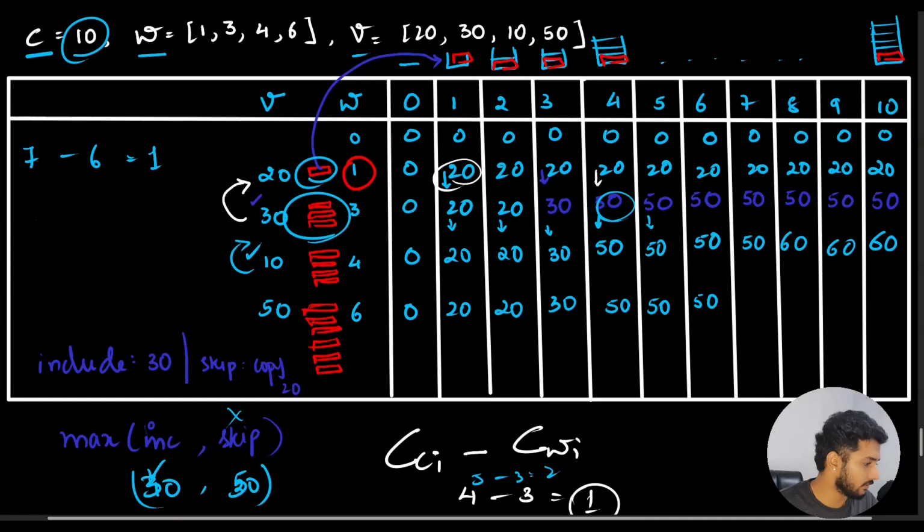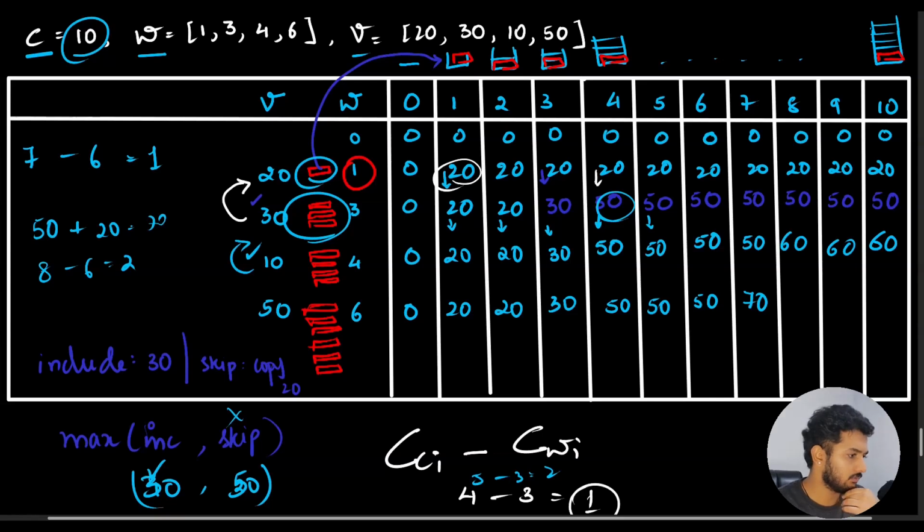And on inclusion we will get 50 plus 1 space that we'll get from this point, that is 20, which is 70, and 70 and 50 skip we will be getting from the previous cell. So because 70 is greater, we'll just copy 70. And next, the capacity is 8. 8 minus 6 is 2, and from 2 we'll be getting 70 as well.